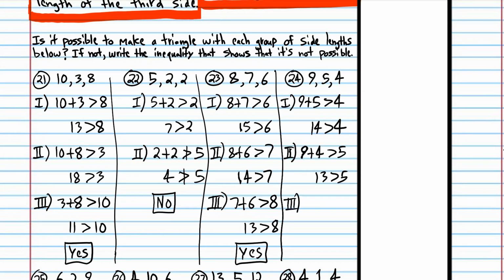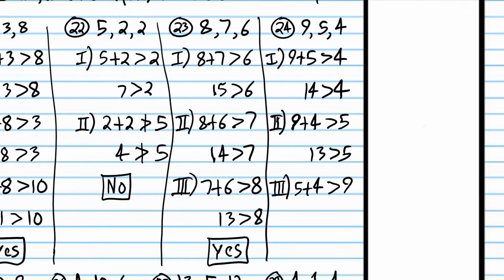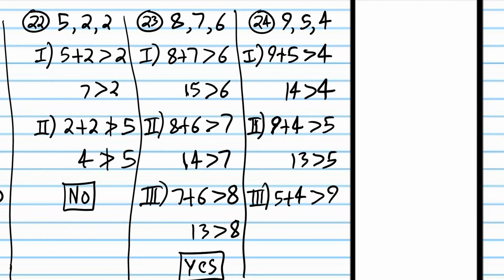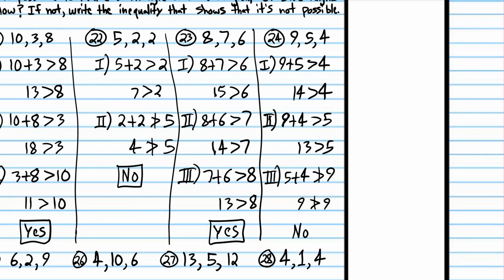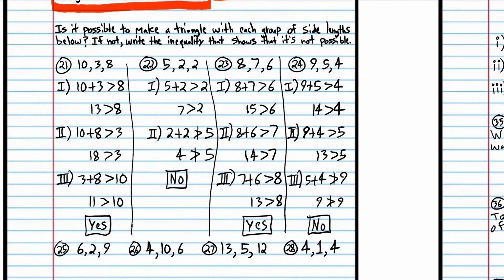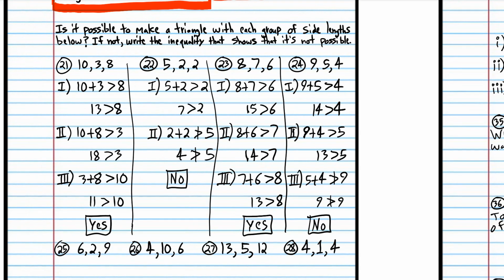And now the last sum is 5 plus 4. Is 5 plus 4 greater than 9? And the answer is no, it is not. 9 is not greater than 9, so we put not greater than. And we say no. So in this example, we found a contradiction in the second inequality.